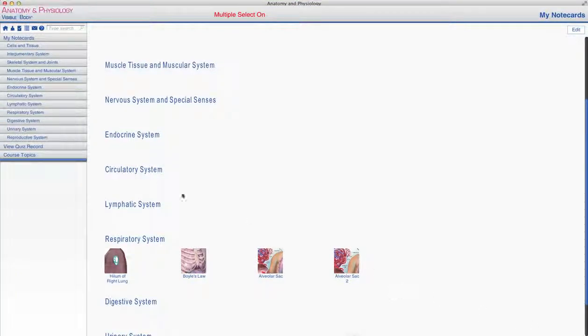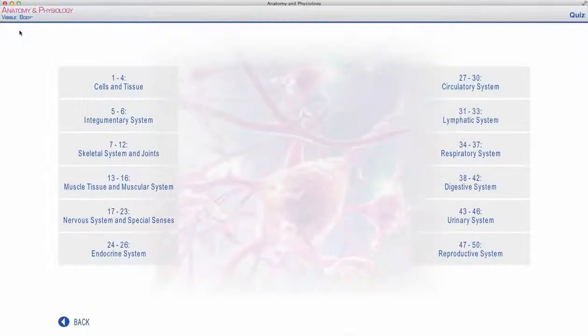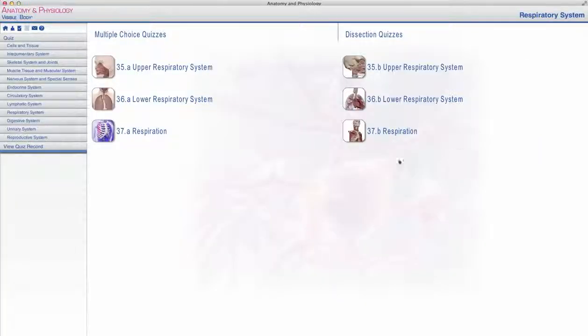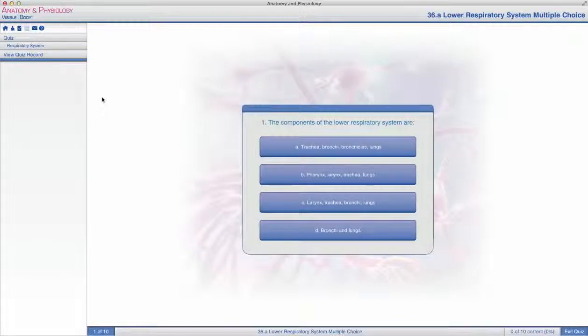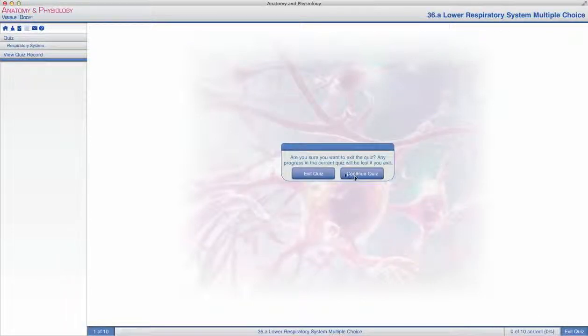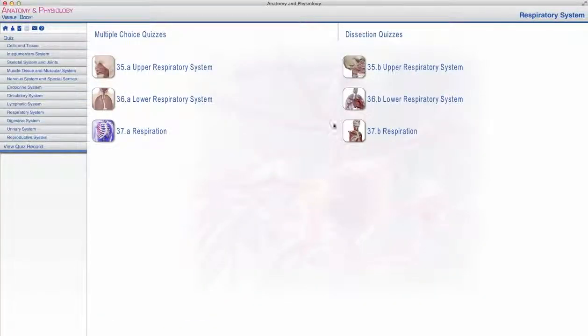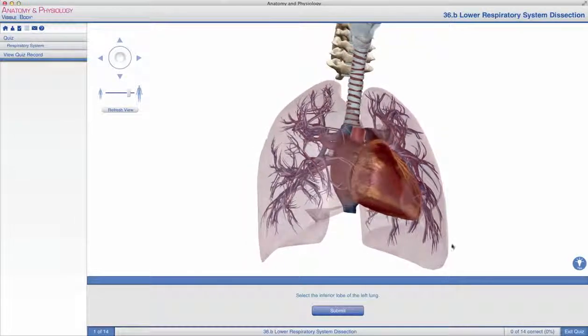Then to check your knowledge of material, you can take individual quizzes. The quiz tab here in the top left-hand corner is going to be divided based on body system and, of course, by quiz type. You see that you can take a multiple choice quiz, which I would highly recommend doing first. And then once you've mastered your multiple choice quiz, you can take a dissection quiz, where you begin to identify all the anatomy that we've just covered in this course.